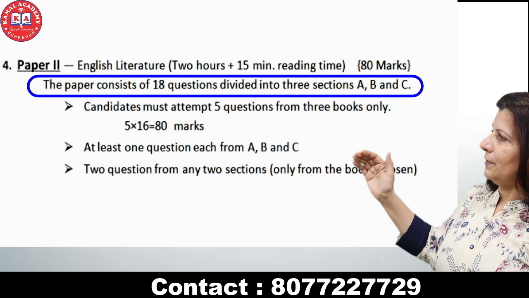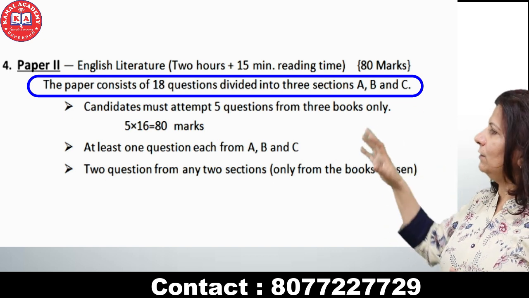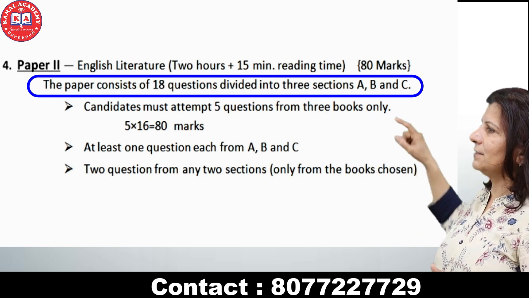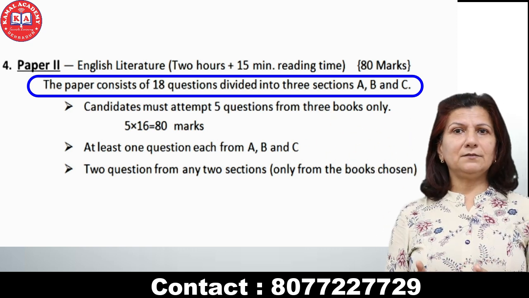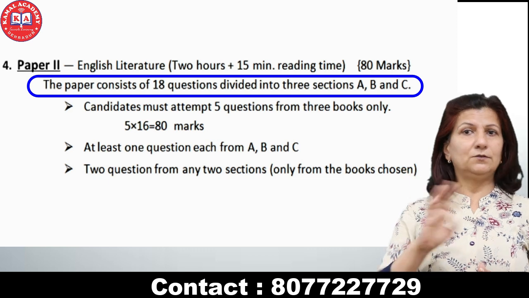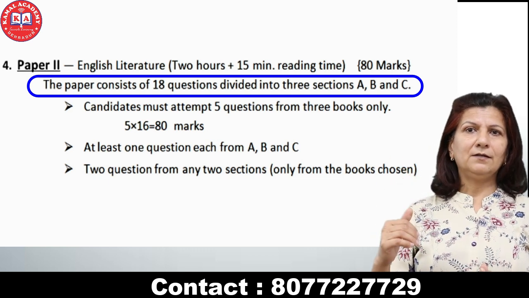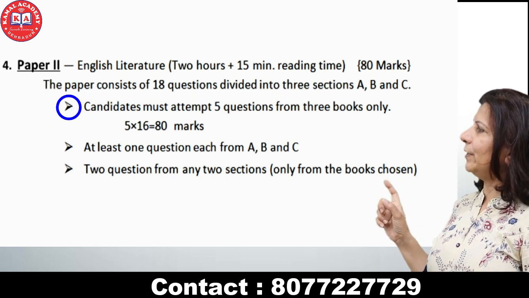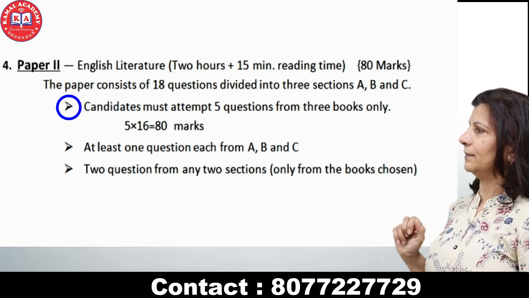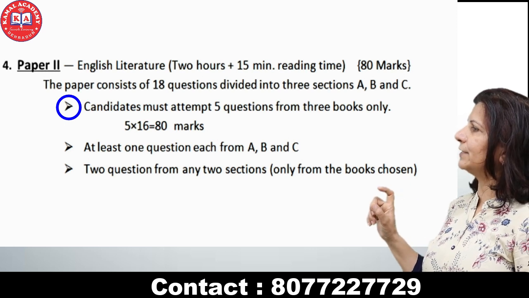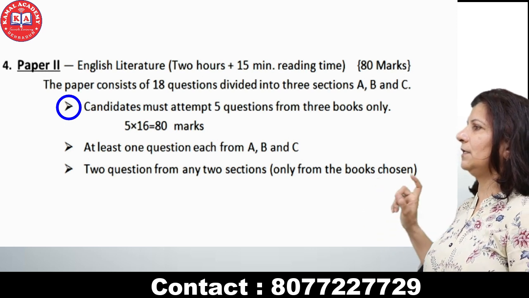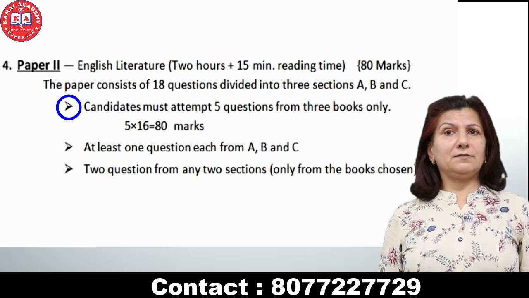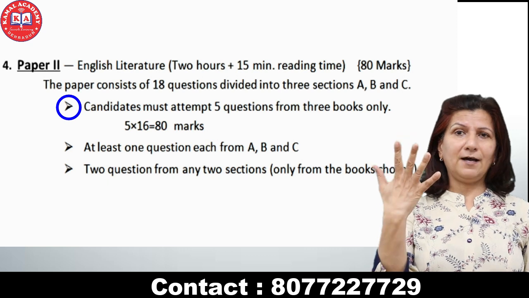The literature paper will have an overall 18 questions in sections A, B, C. 18 questions, 3 sections. Okay, you don't have to do all. Let's understand what we have to do. The candidates must attempt 5 questions from 3 books only, and each of the 5 questions will have 16 marks, which will equal 80 marks, right? 18 questions, do only 5.